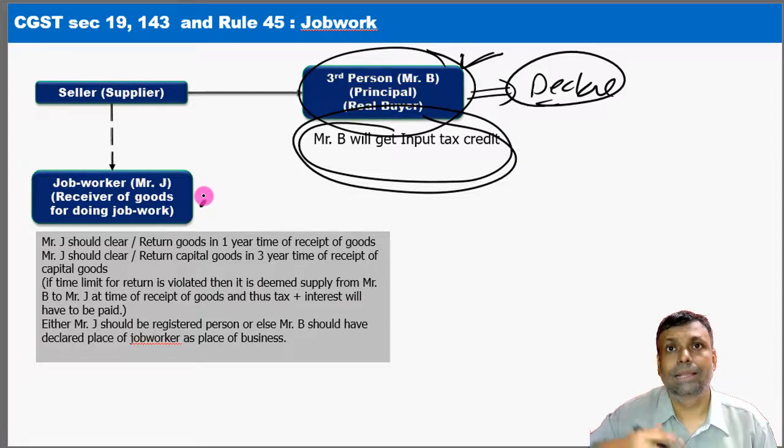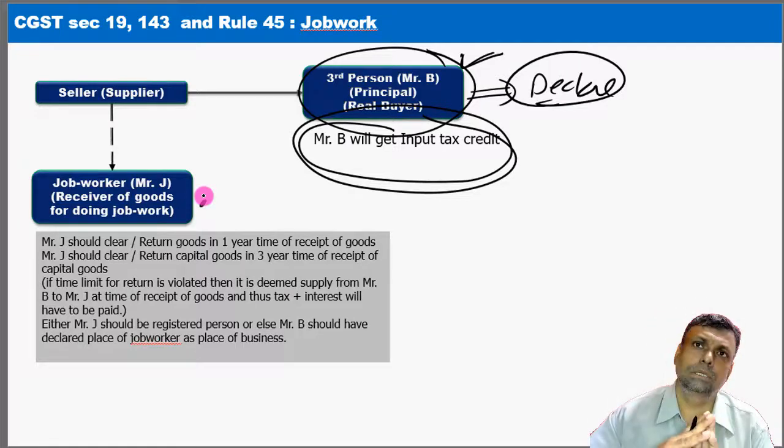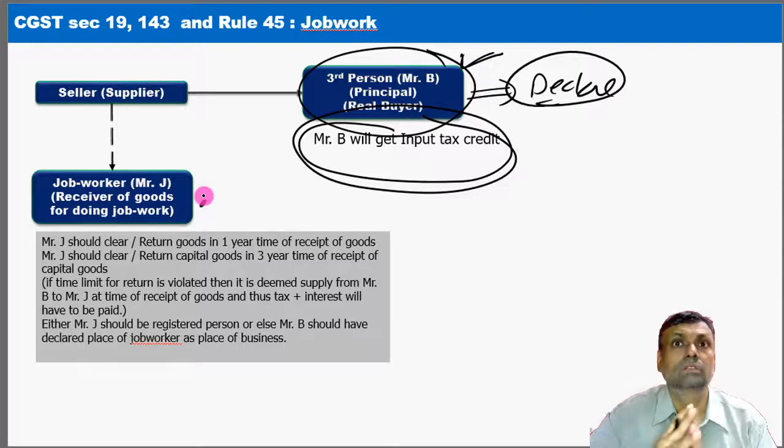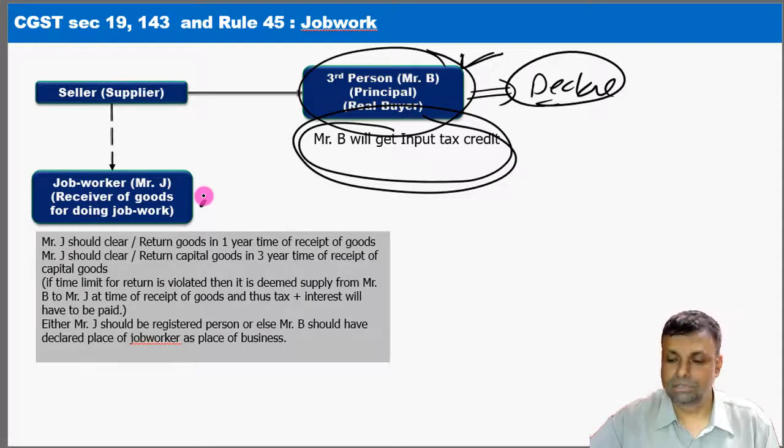That means he has to declare his place of business as the address of this particular person also. Basically, see, the government wants a proper disclosure with respect to the goods: where are those goods and who is the real owner of those goods. So depending upon the job worker who is already registered, or if the job worker is not registered, his place where the goods are actually going to get processed has to be declared by that particular buyer, who is the real buyer, because the real owner of the goods is Mr. B in my example. So he has to declare those particular things in this situation.